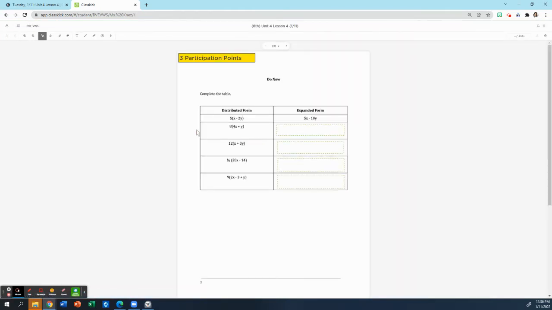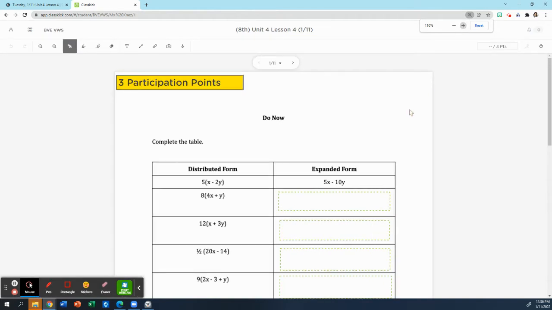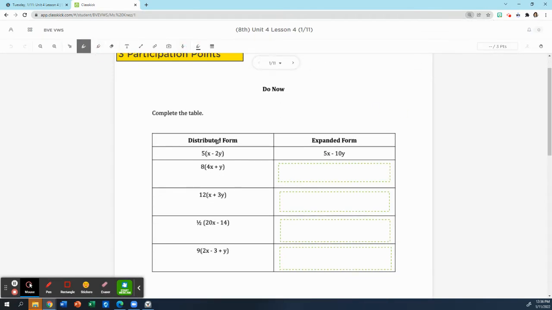So the first thing we did today was a do now, which I would like you to make up because we practiced the distributive property. Let me show you an example. We discussed how when we have 5, a factor, something we're multiplying times the terms inside our parentheses, we can distribute 5 to both terms inside of those parentheses.